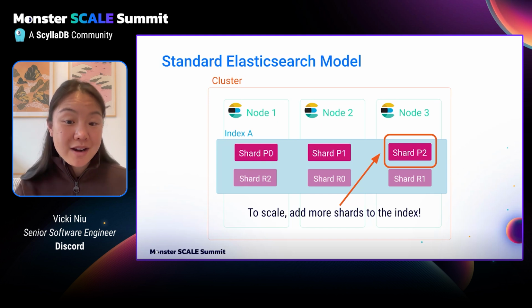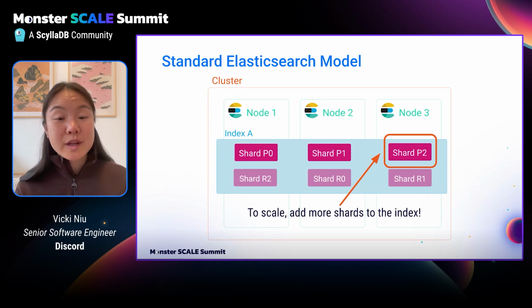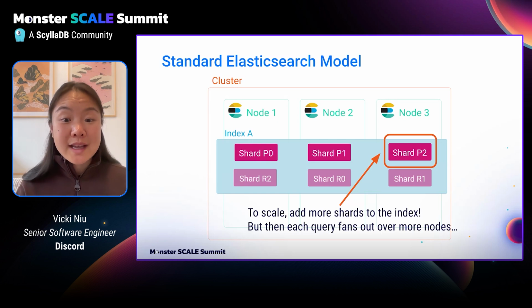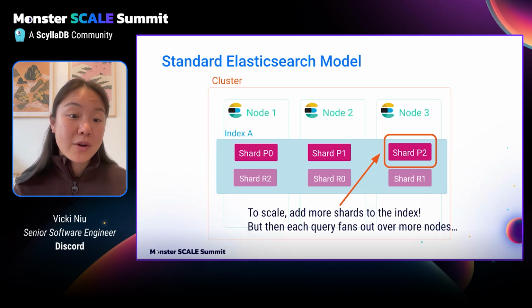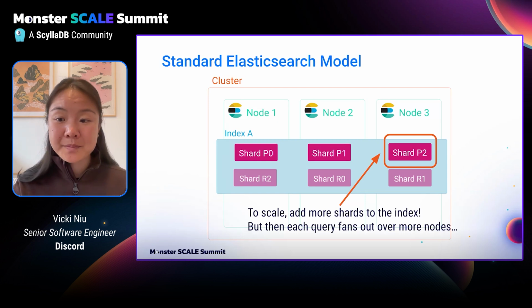So here you can see our index A actually has 3 primary shards that live across these 3 nodes, and we could add more shards to this index as it grows. It's important to note that in this model, as we increase the number of shards, this means that each query has to fan out over more nodes. So every search query to index A here must talk to all 3 nodes in the cluster, since each node only contains one shard, which has an incomplete set of all of the data in the index.